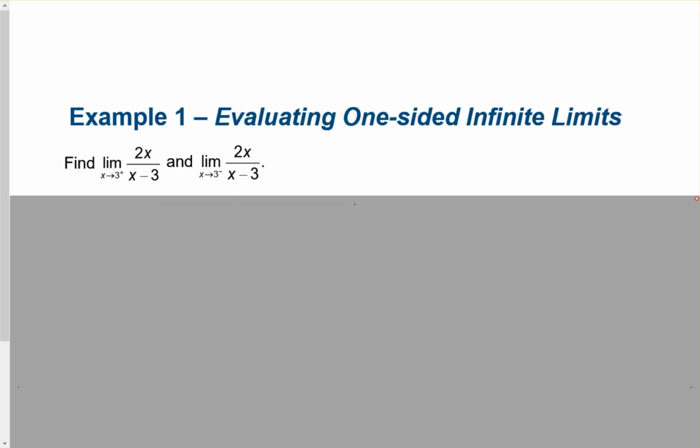Okay, so example 1, evaluating one-sided infinite limits. Find the limit as x approaches 3 from the right, and find the limit as x approaches 3 from the left of 2x over x minus 3. Okay, so let's take a look at the graph.